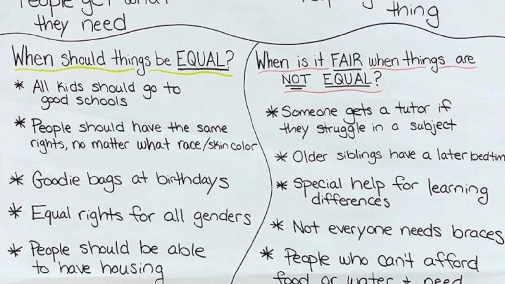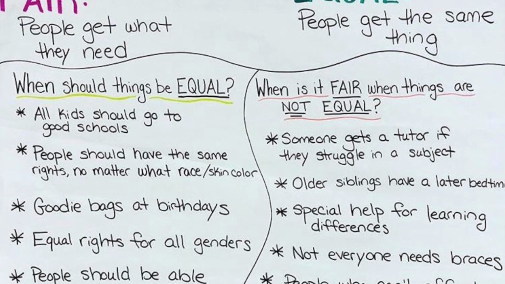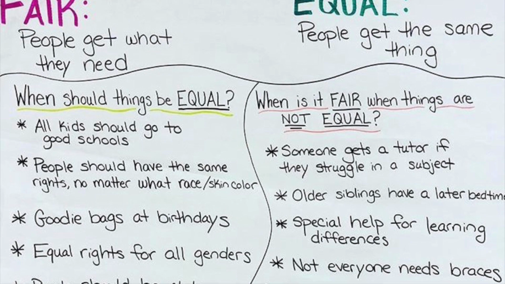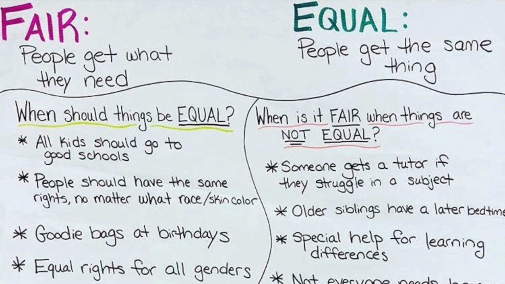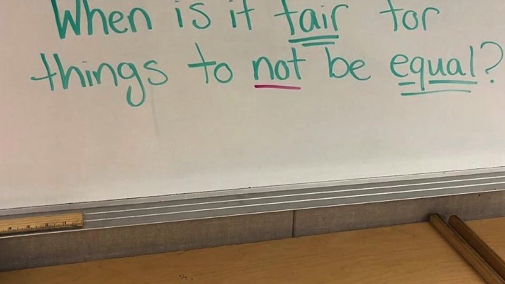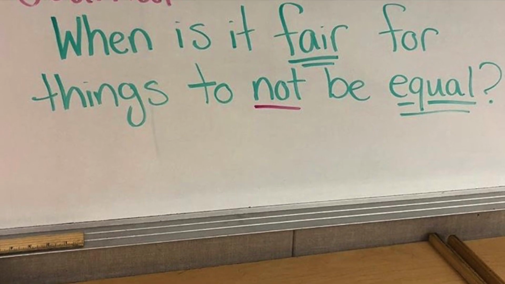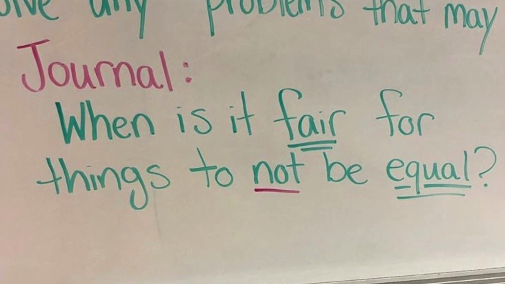So under this category, her students brainstorm things such as older siblings having a later bedtime or special help for learning differences or people who need a cane to walk. These are different things that the students came up with. You could also introduce this concept through journal prompts. For instance, she uses the journal prompt, when is it fair for things not to be equal?